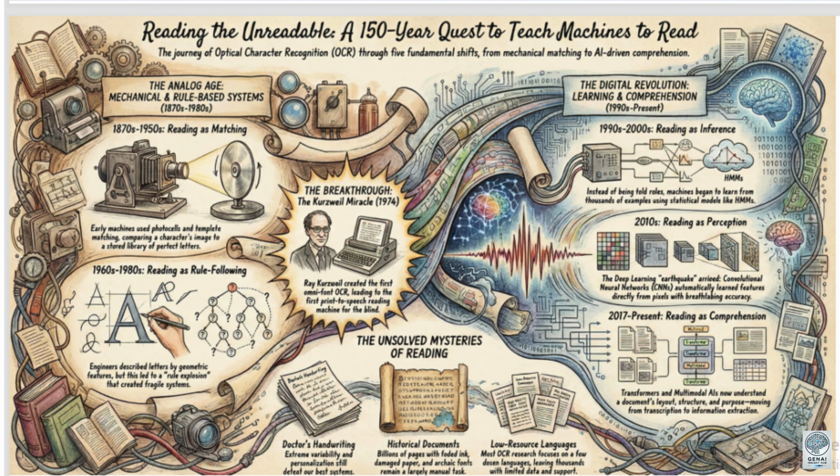Let's revise the full evolution of OCR, as shown in this final illustration. 1870s to 1950s, template matching. 1960s to 1980s, rule-based reading. 1974, Kurzweil breakthrough. 1990s to 2000s, statistical reading. 2010s, deep learning. 2017 to present, transformers plus multimodal AI. Still unsolved: handwriting, ancient scripts, rare languages. The final illustration connects all eras: mechanical systems, rule following, HMMs, CNNs, and transformers, showing the complete evolution in one image. And that's the amazing 150-year journey of OCR, from mechanical eyes to super intelligent AI.